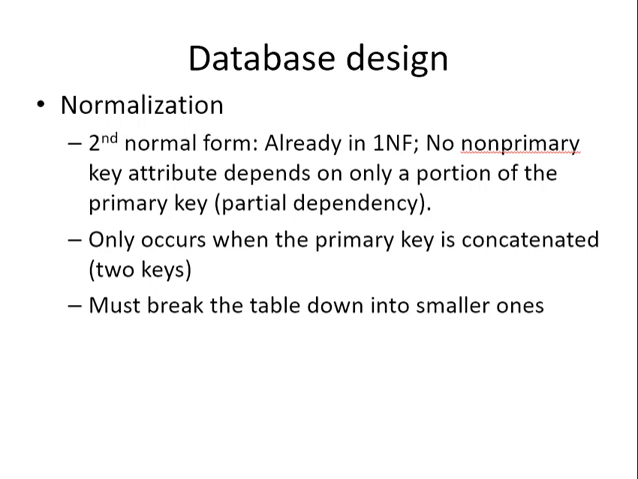Once we do that, we check the second normal form. So all the data are already in first normal form. There should be no non-primary key attributes that depend on only a portion of the primary key. We call this partial dependency. It only occurs when the primary key is concatenated. So when two keys are there, we must watch for partial dependencies; otherwise, partial dependency is not a concern. So for second normal form, we must break the table down into smaller ones.